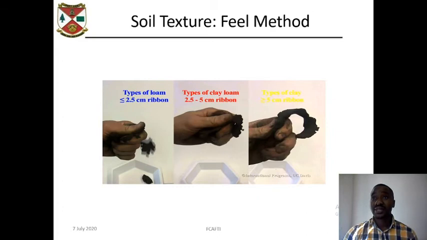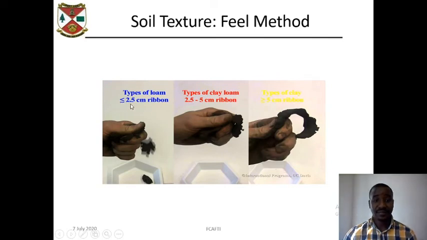It will tell you to place about 25 grams of a soil sample in your palm. Then you will moisten that soil, and you will form a ribbon. After forming a ribbon, you will place your soil sample between your forefinger and the thumb, and you will try to make a ribbon.